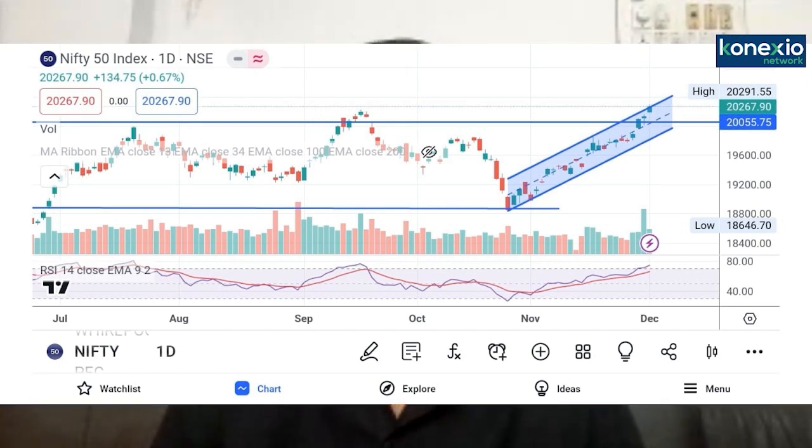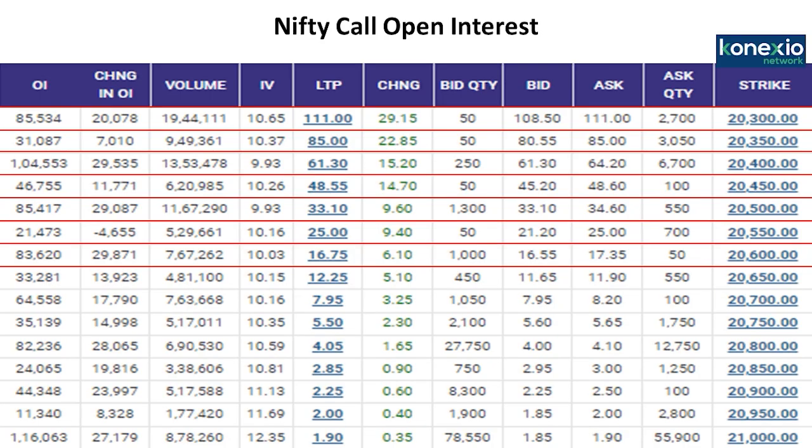So friends, now let us discuss the derivative data of Nifty calls. In Nifty calls, you will see on the screen, the action was seen in 20,300 calls, then 20,400 calls, then 20,500 calls, and 20,600 calls. Here you can clearly see there has been a rise in the option premium. That means the traders are long in Nifty calls.